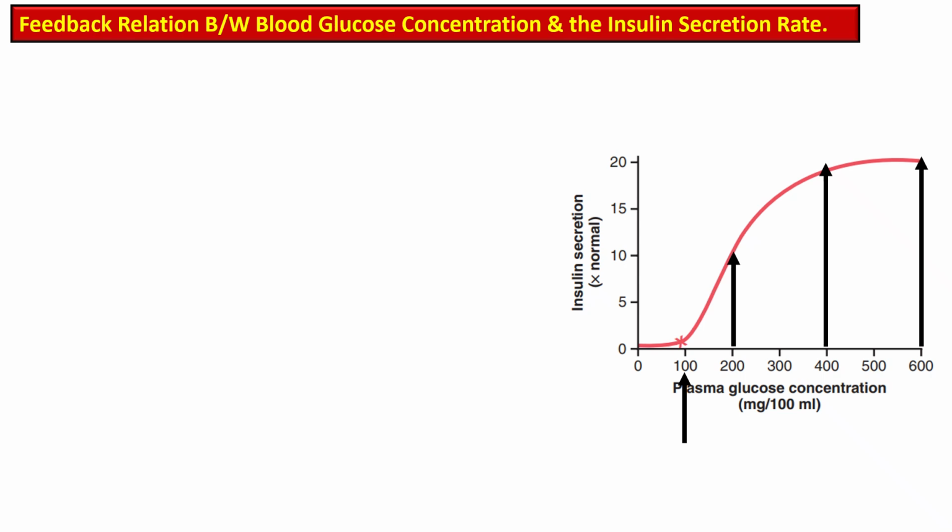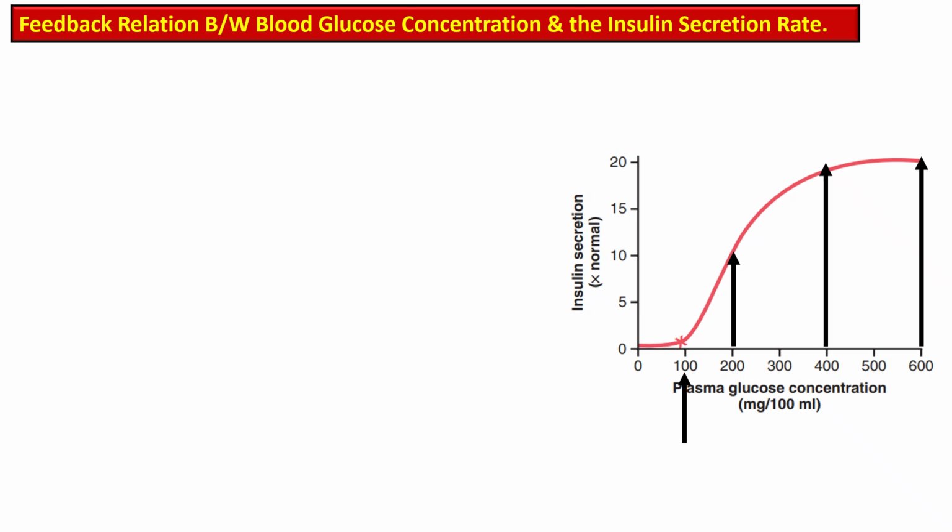And there is a feedback mechanism that this rise in the blood glucose will lead to insulin secretion, and this insulin secretion also increases. Then insulin promotes glucose uptake into the muscle, liver, and adipose tissue and enhances glucose storage. And glycogen in the liver, muscle, and fat in the adipose tissue are stored. And these processes reduce the blood glucose concentration back towards the normal level.